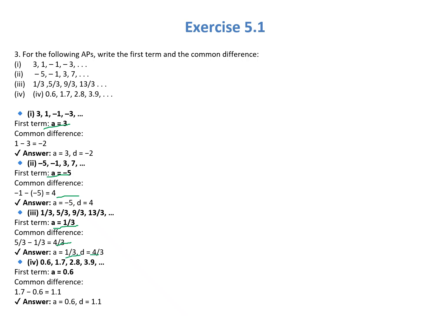Then we have the fourth, a is equal to 0.6, common difference 1.7 minus 0.6, 1.1, minus 1 difference. So this is the answer to the question. So we move to the next question.